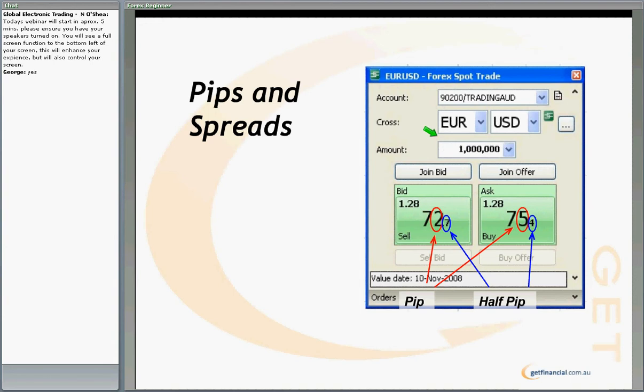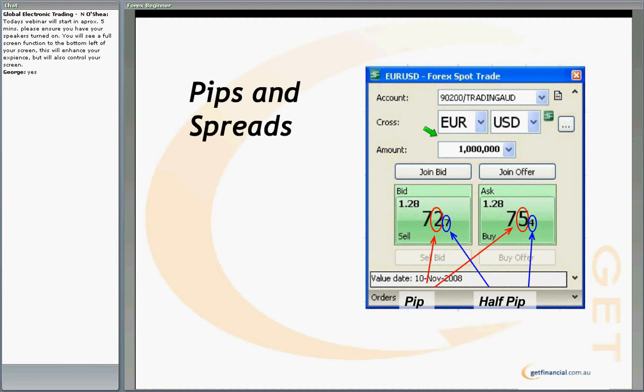would represent 10 US dollars per 100,000. So if you took a position at 128.75 in 100,000 euros against the US and you bought it, each time that changed, for example, to 128.76 per 100,000, that would make you 10 US dollars. If it dropped to 128.74, you would lose 10 US dollars per 100,000.